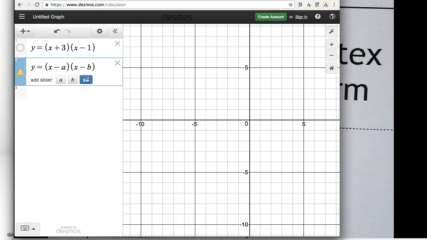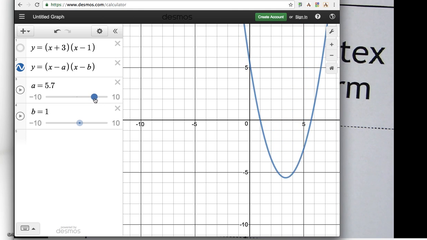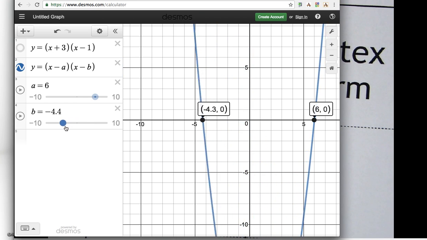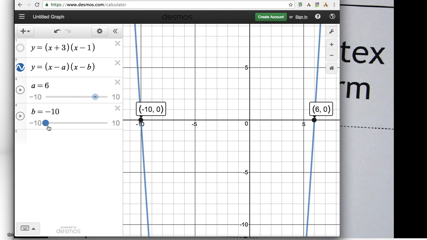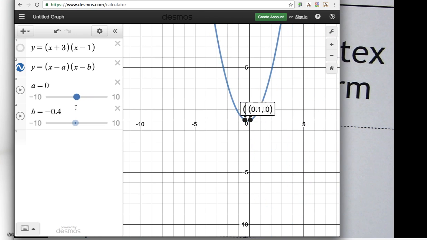Okay, so I'm going to turn this one off for a second. If a and b are both 1, we have one x-intercept. Let's try messing this around. There it goes. So we're sliding down. And so if a is 6, we have an x-intercept at 6, and then if b is 1, we have an x-intercept at 1. Let's try moving b. So b would be moving that second x-intercept, and it would just be whatever that b value is. A is changing where the first x-intercept is.